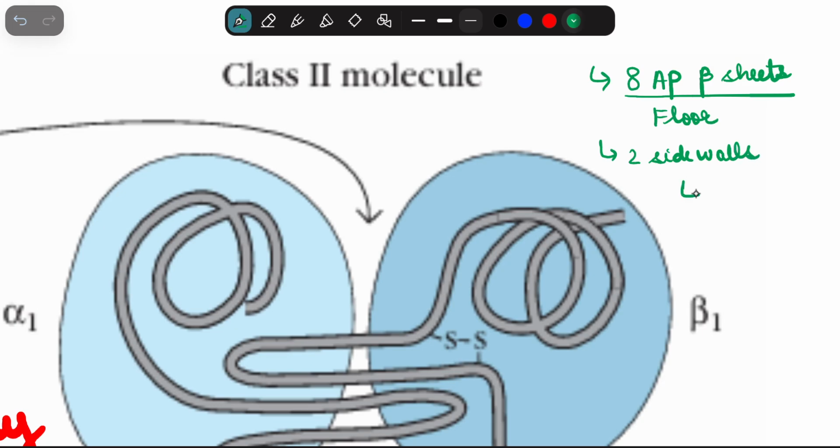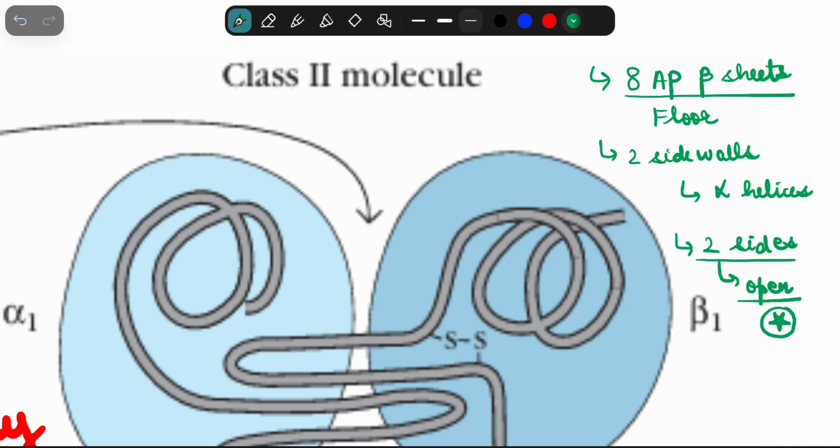two side walls which are formed by what? Which are formed by the alpha helices. Then the two remaining walls, two sides, which in the MHC class 1 were covered by the conserved amino acids, these two sides here are open. Now what is the function and what is the advantage of this opening?